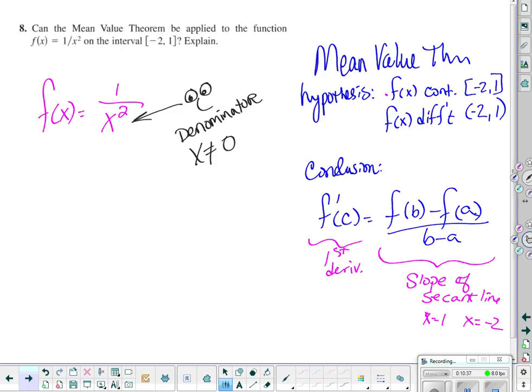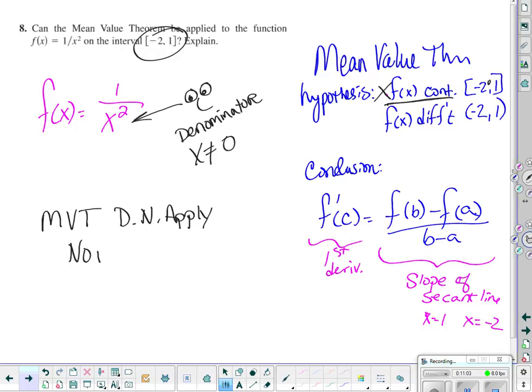So now the question is, what about the interval that we're looking at? Well, we're looking at from -2 to 1. 0 does fall in between -2 and 1. It is not continuous on that interval. So on this one, mean value theorem does not apply again. And that is because it's not continuous on that closed interval -2 to 1.